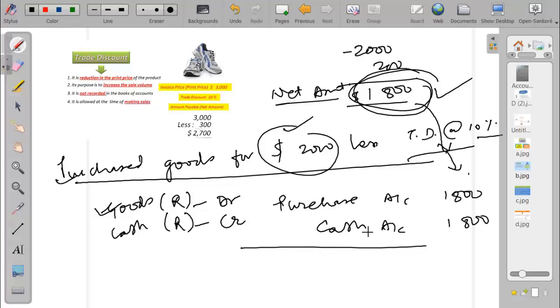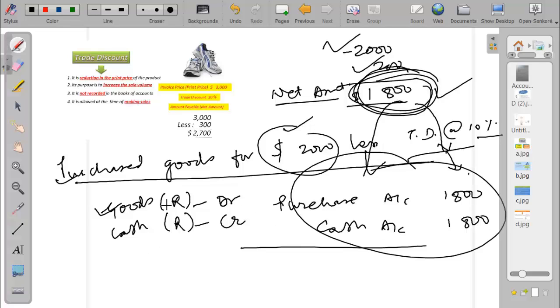Understood? How are we to deal with the trade discount? We will first write the print price, then we will subtract the trade discount, and we will get the net amount, and with that net amount we will record that transaction. Okay, let's do one more practice.